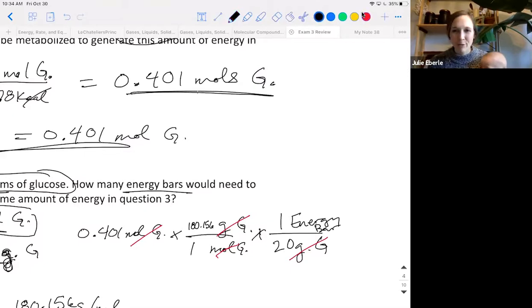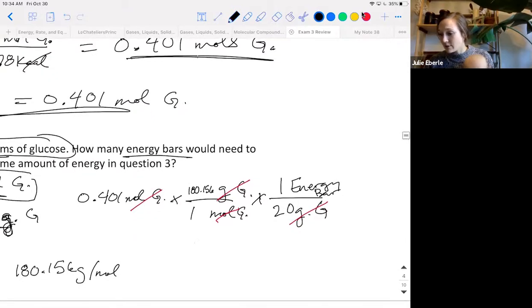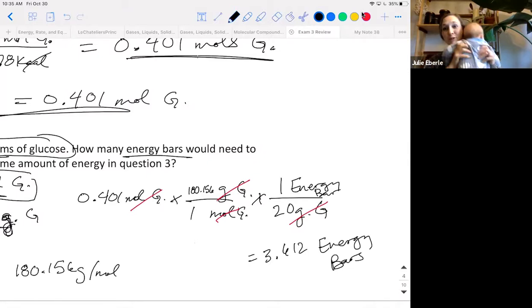But who's going to stop at 0.6, right? We're just going to eat the whole thing. I don't know. I've never eaten 4 energy bars in one sitting. Now, if it was like brownies or cookies, I'm totally down. Okay.